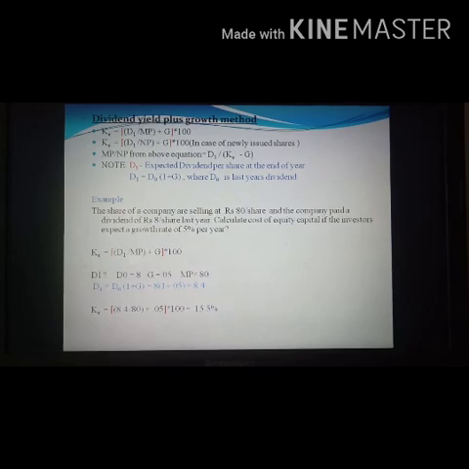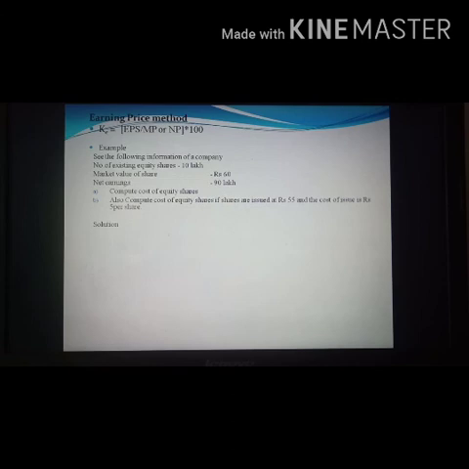KE is equal to 8.4, that is D1, divided by MP, market price 80, plus 0.05, that is the growth rate, into 100, we will get 15.5%. That is the cost of equity share capital as per the dividend yield plus growth method. Now we can move on to the next method, that is the earning price method. It is comparatively a very easy method.